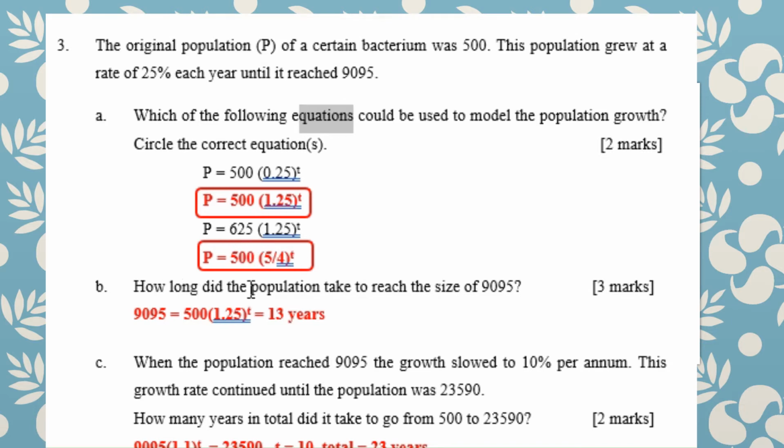How long did the population take to reach the size of 9095? If they ask you how long, you know you're going to apply either log or ln. But in this situation, there is no e, so you just apply log. So 9095 = 500 × 1.25^t, you will apply log. If you don't know how to apply log, please come and see me, because you will get such questions in your progressive check. So it will be 13 years.